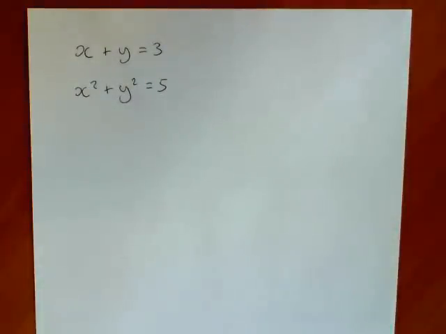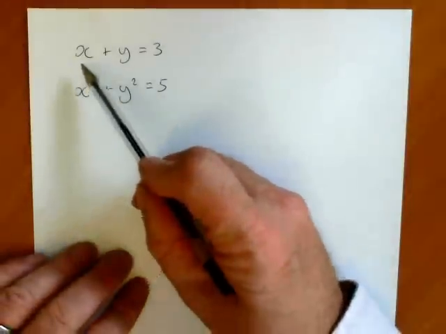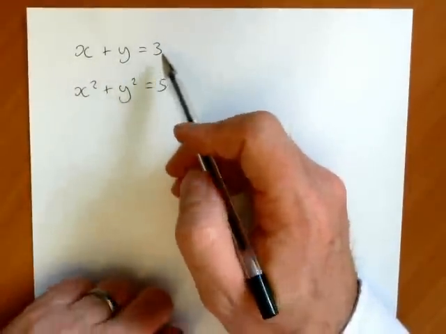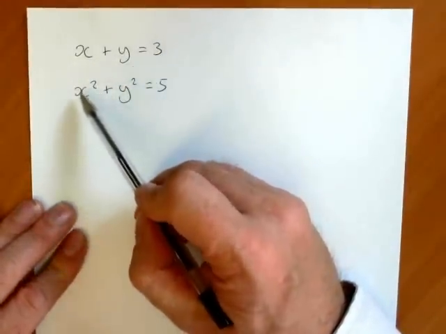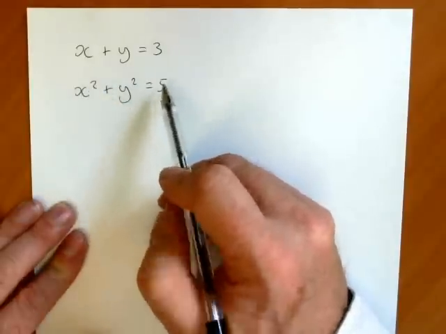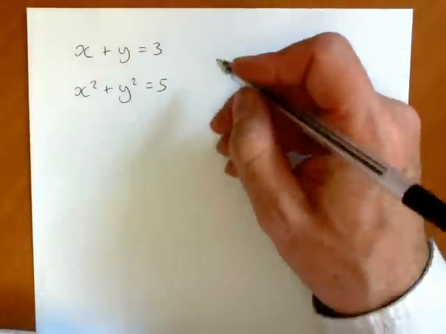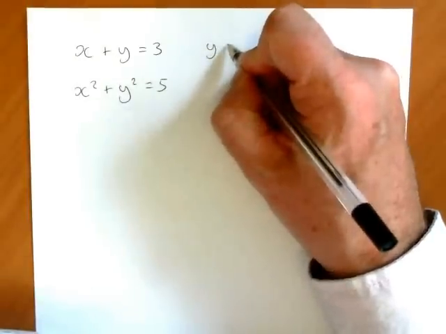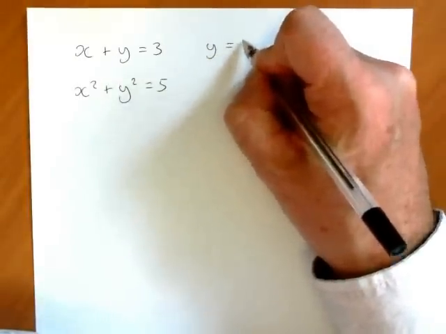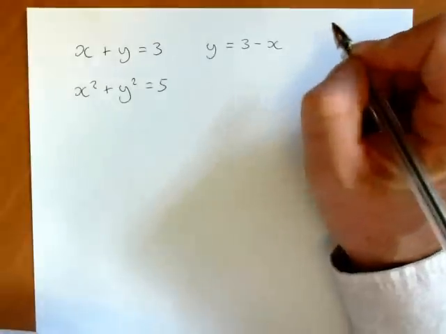So it's a simultaneous equations question. We've got one expression that is linear, there's no squares or no powers involved, and another expression that is quadratic, in that there are squares involved here. So what we need to do is take a linear equation and make one of the values, let it be y, the subject. We've made y the subject.